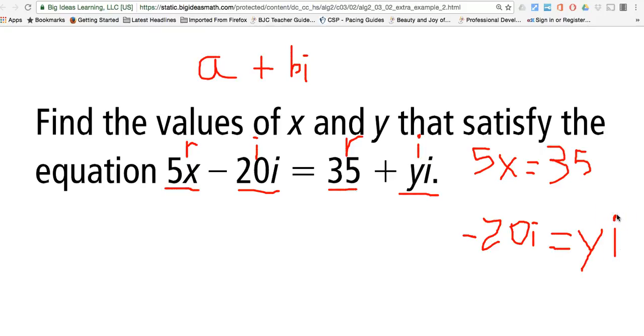And now we've got a very simple equation to go ahead and solve. In this case, we just divide both sides by 5 to isolate x. So we get x equals 7.